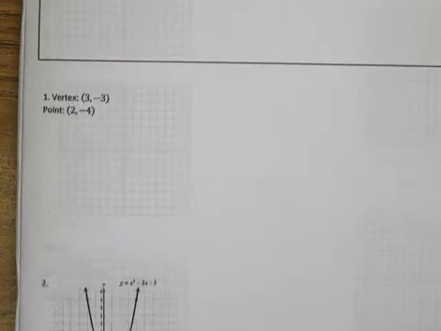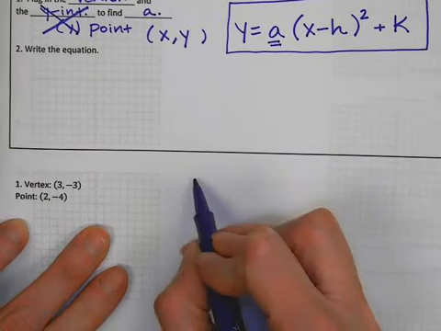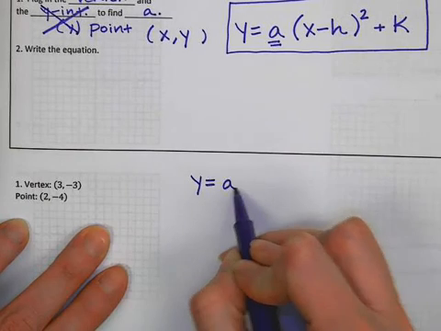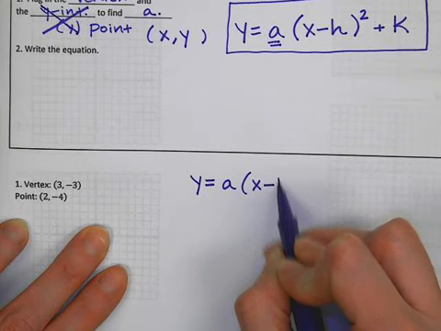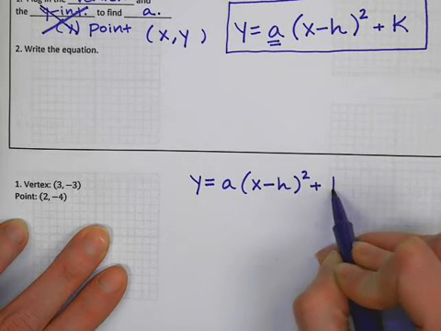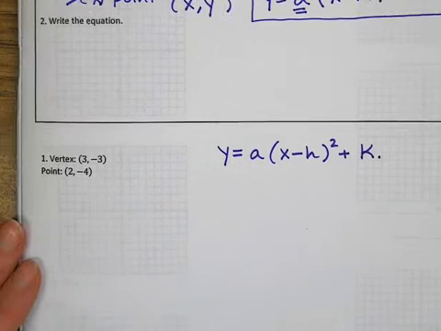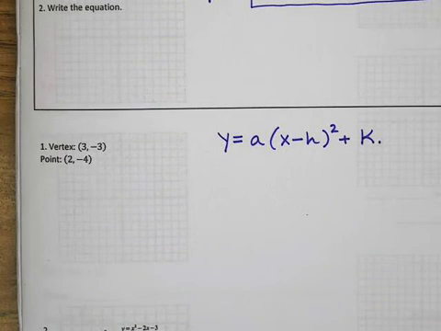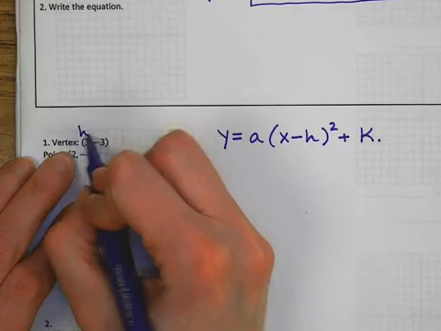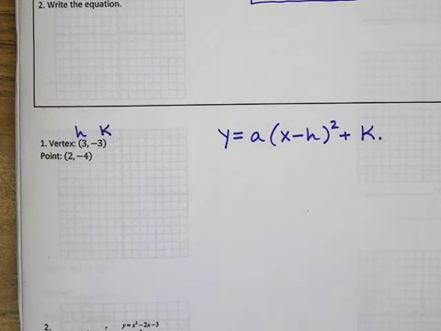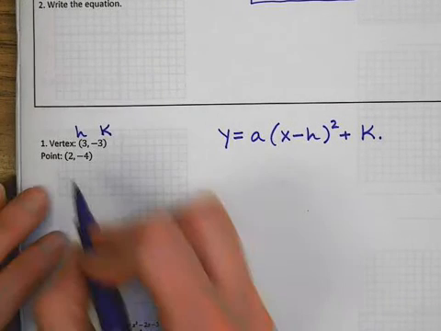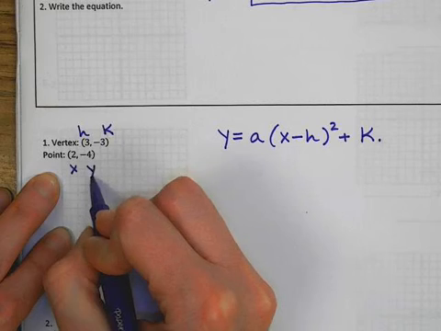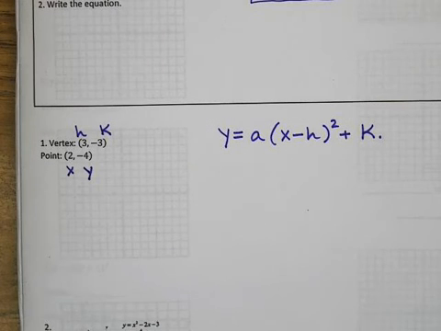All right, let's try number 1. So let's start by writing this model. Y equals a times x minus h squared plus k. Always get the model down first, and let's plug in what we know. So the vertex is going to be in for h and k, and the point is going to go into x and y. So let's start by just plugging all that stuff in.